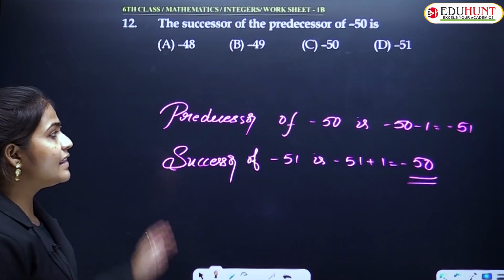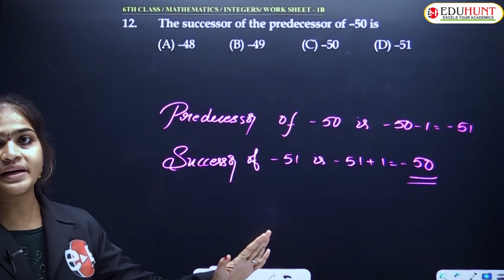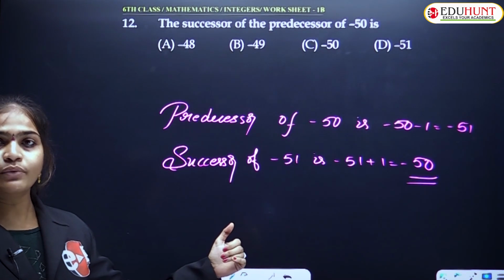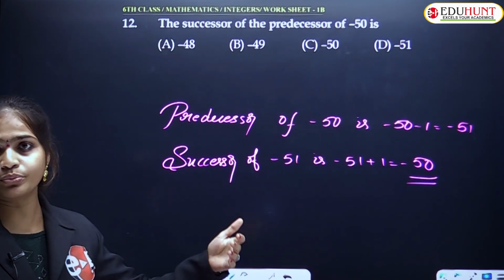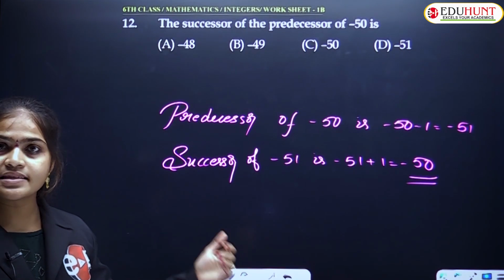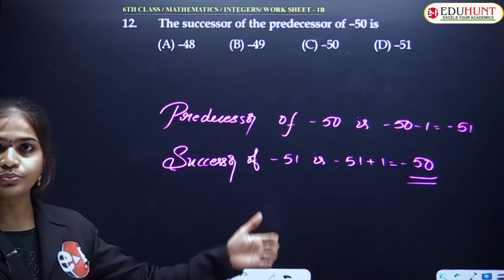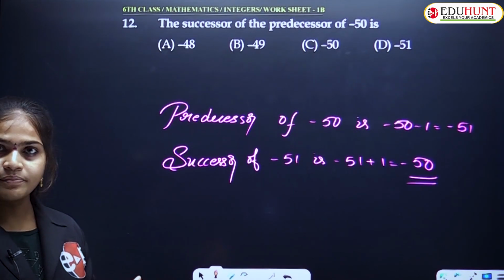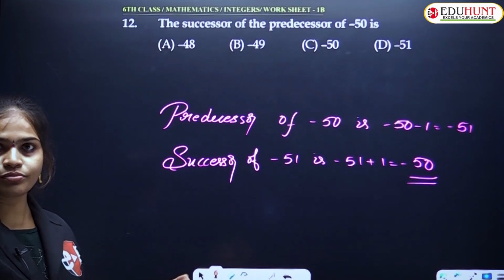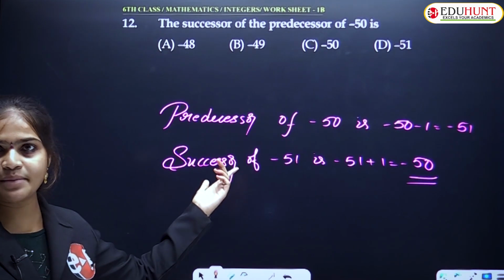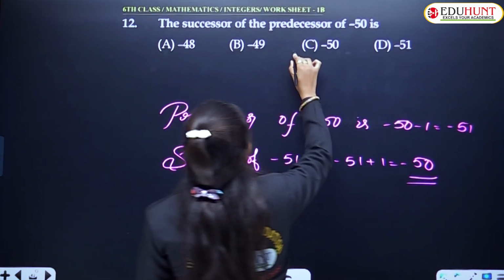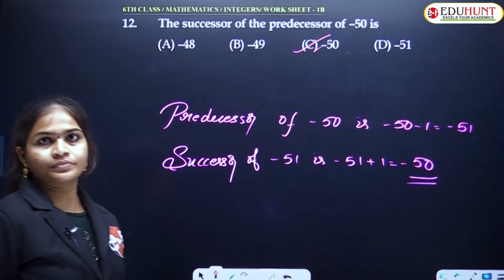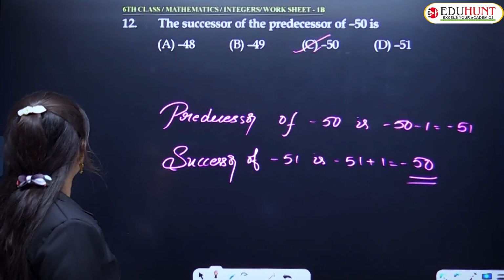Why? Because the predecessor of 2 is 1. What is the successor of the predecessor of 2? The predecessor of 2 is 1. Again its successor is 2. Understand? So again you will get the same resultant, right? So in the same way here also you will get the same answer, that is -50. Understand? Yes.